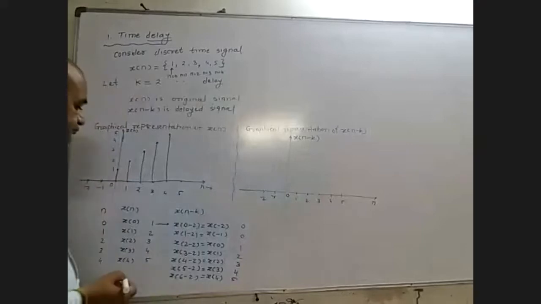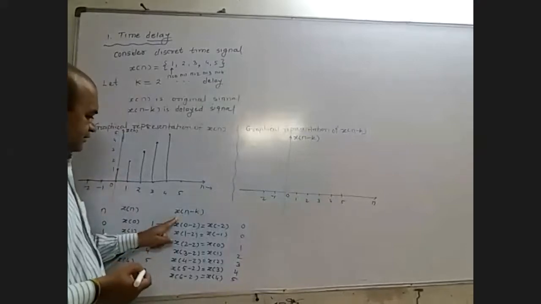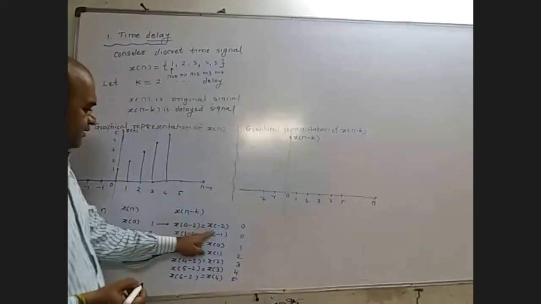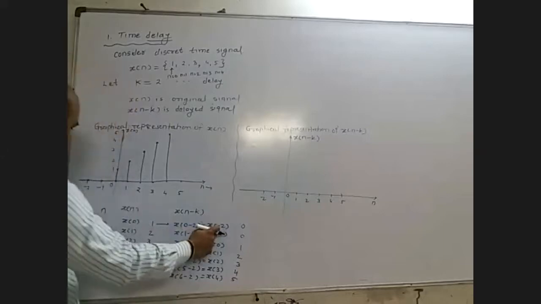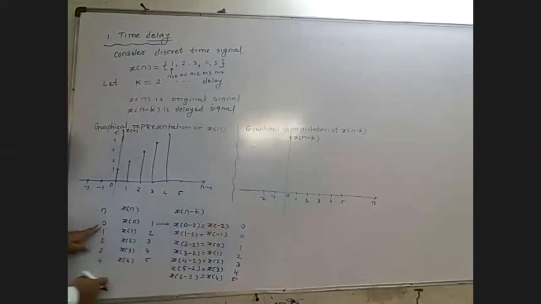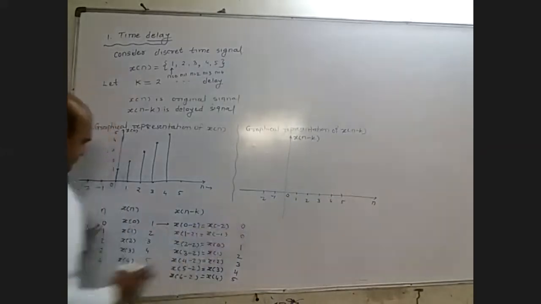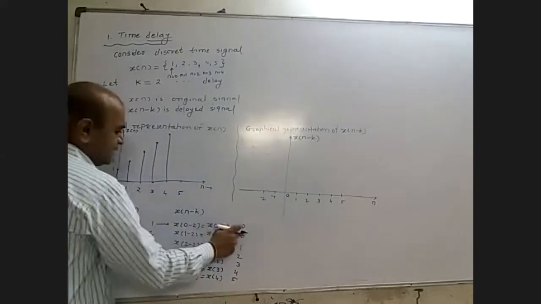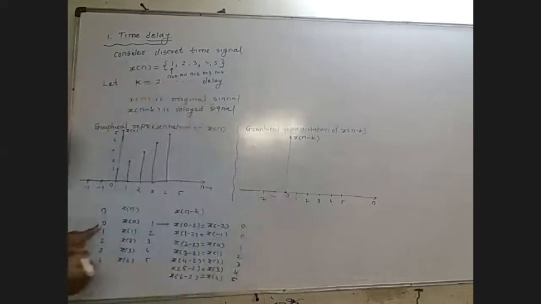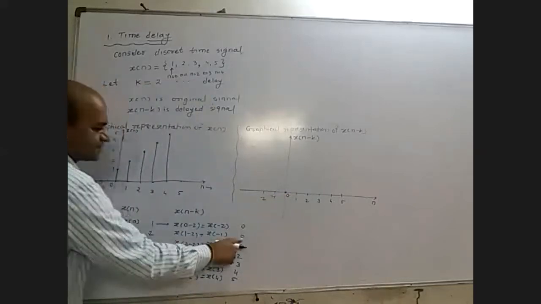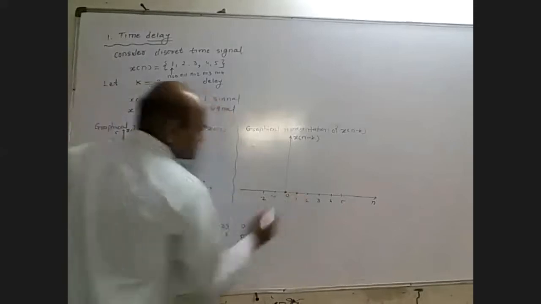Now from this, you got x of minus 2, but when n is equal to 0, x of minus 2 is 0. So when n is equal to 0, the value is 0. So I write it here as 0 mark. Similarly, when n is equal to 1, it is 0. Again, here it is 0.